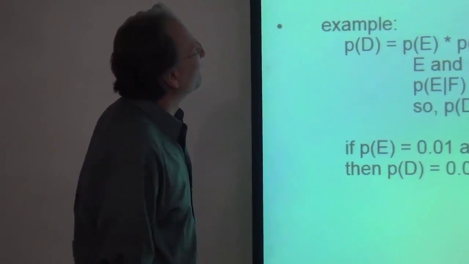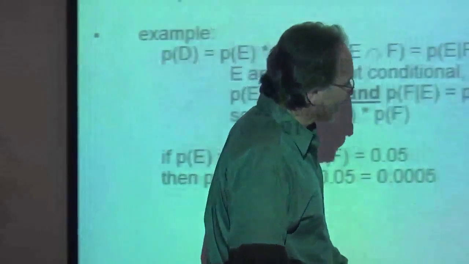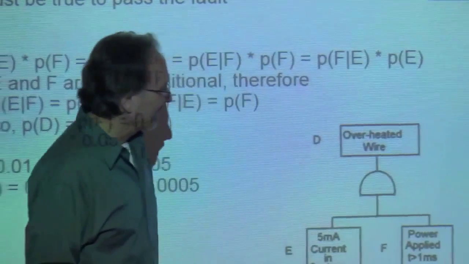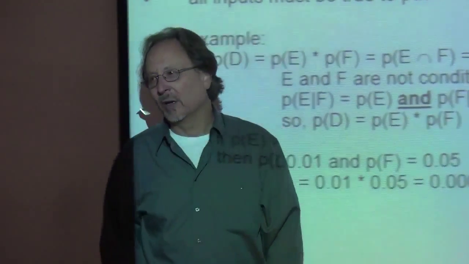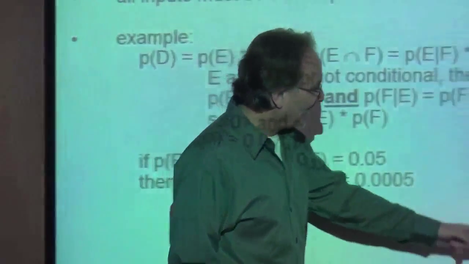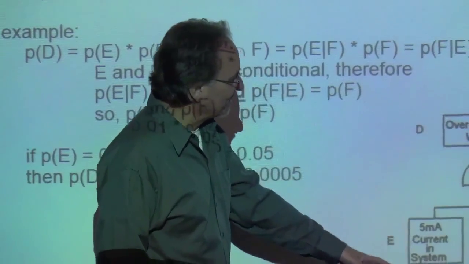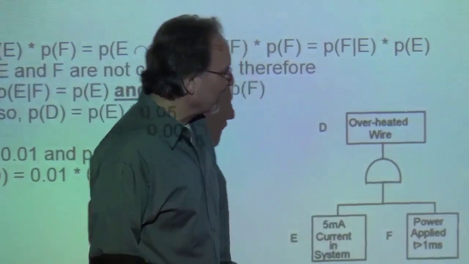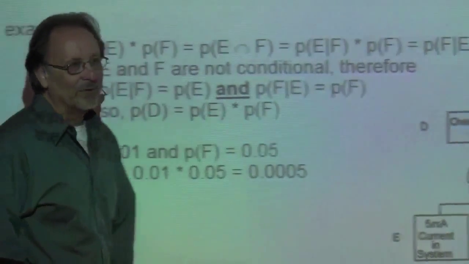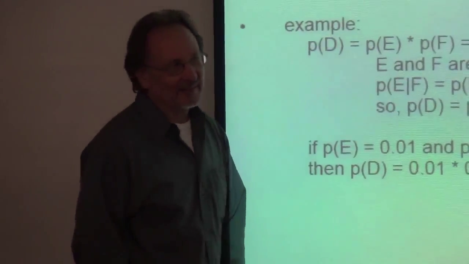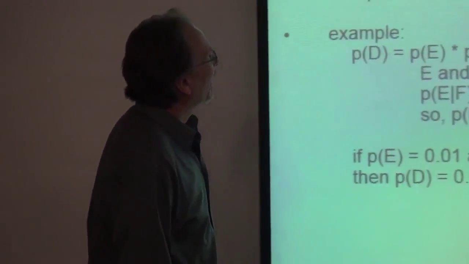So anyway, this is an intersection. This is an AND gate. An AND gate means that for the fault to pass, both of these conditions have to be met. You have to have 5 milliamps of current in the system, and the power has to be applied for a time greater than 1 millisecond. And it's a Boolean AND. And a Boolean AND, as you know, is an intersection, right?